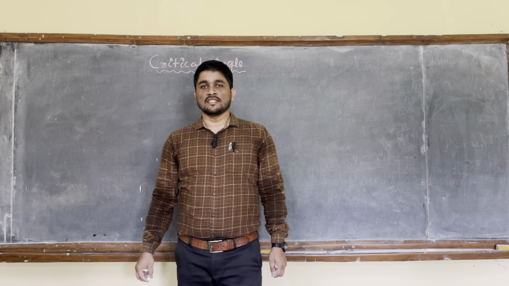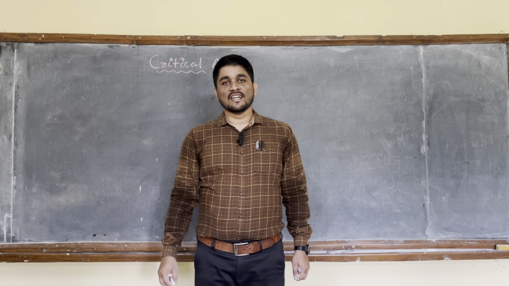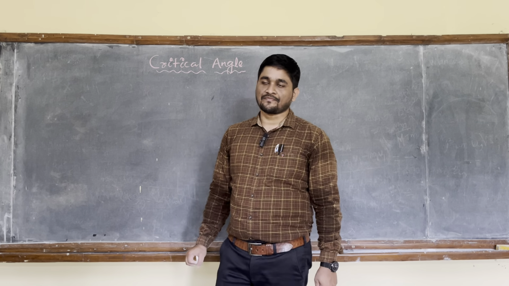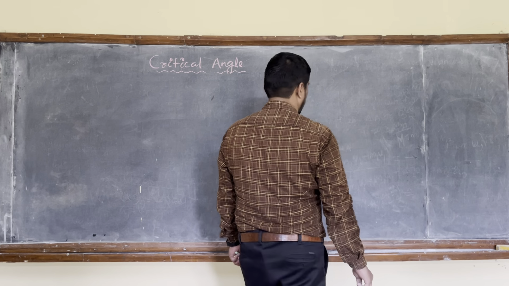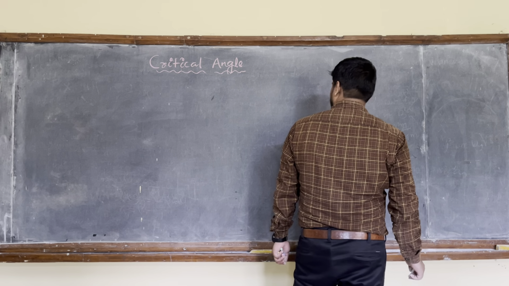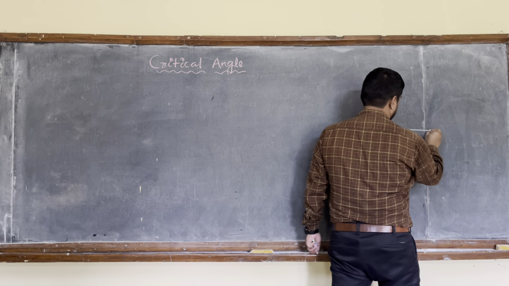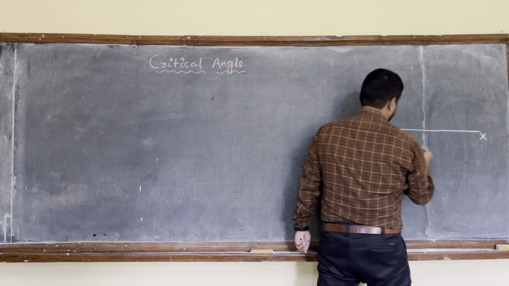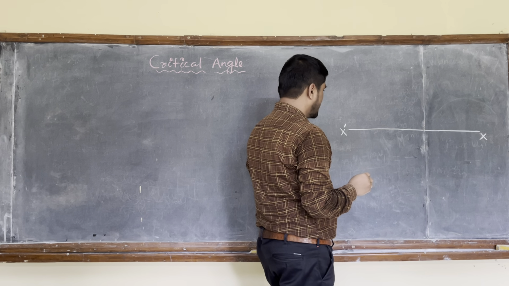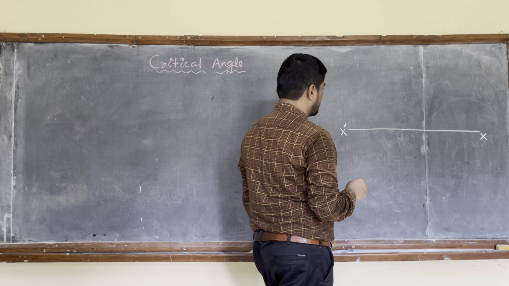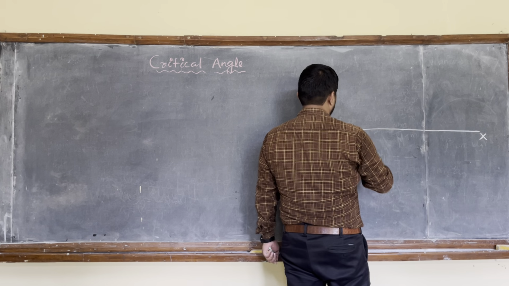Today we have to discuss the critical angle. The critical angle is an angle, and first we have to draw the ray diagram to explain the critical angle. Let x dash be the interface which separates the two media, and let medium 1 be the denser medium.